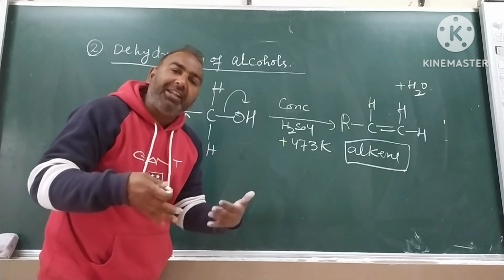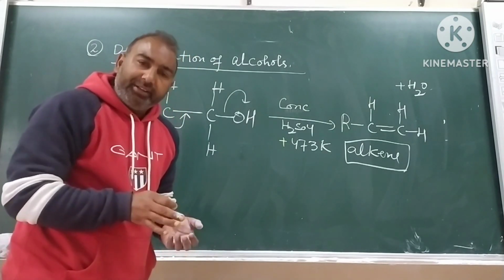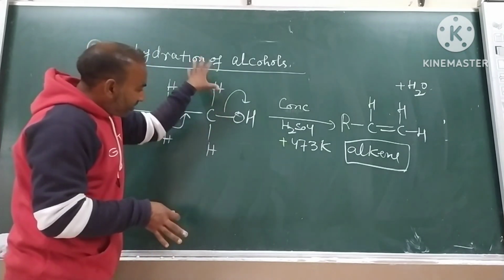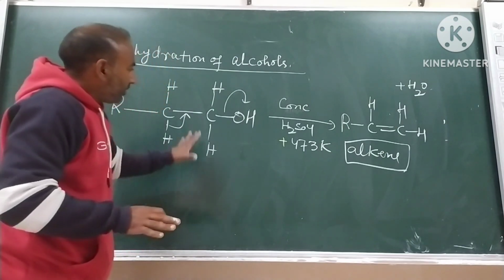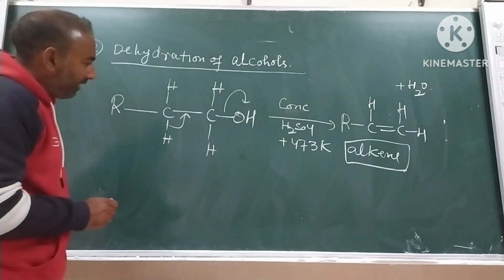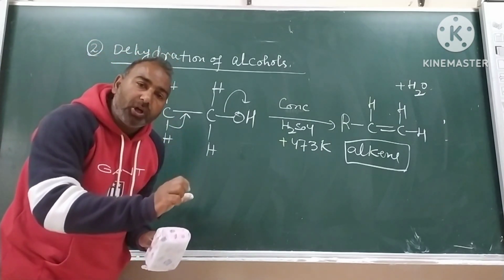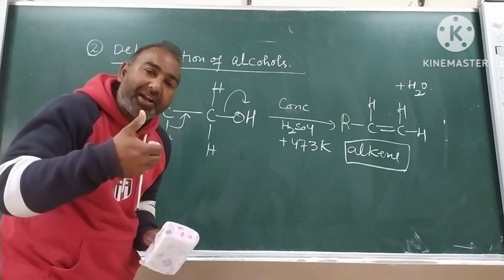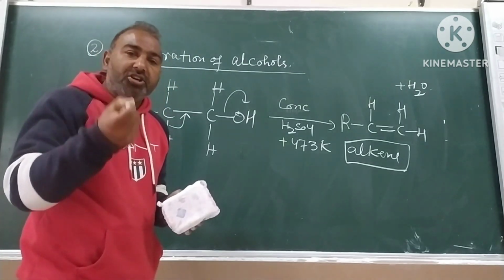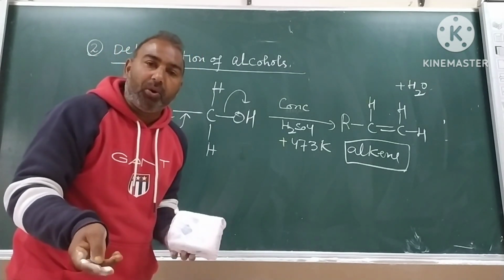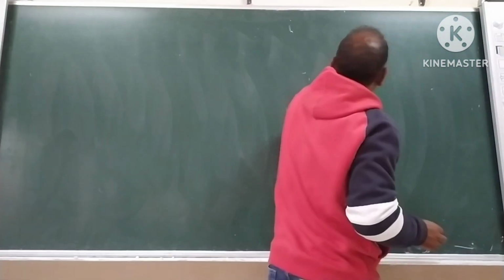We can also use other dehydrating agents like Al2O3, aluminium oxide. That's also used in this reaction. But let us limit our discussion to sulfuric acid. So this is the second method of preparation of alkenes, by dehydration of alcohols. Here also a tertiary alcohol is dehydrated faster than a secondary alcohol, and a secondary alcohol is dehydrated faster than a primary alcohol. Got it? Very good.